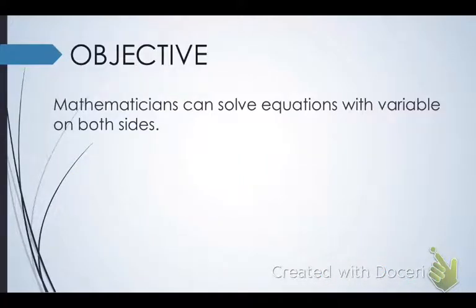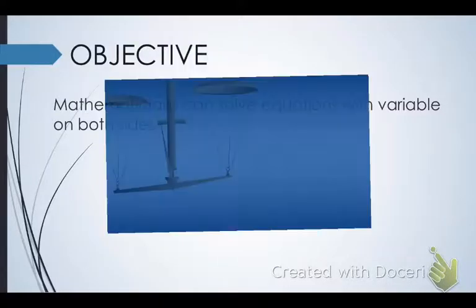Today, our objective is that mathematicians can solve equations with variables on both sides. We want to make sure that we remember our equation knowledge and also take a look at what happens when we have variables on both sides, because as we get later in the week, there are going to be some special cases and some special things that happen when we have variables on both sides. So we're going to start with that today.